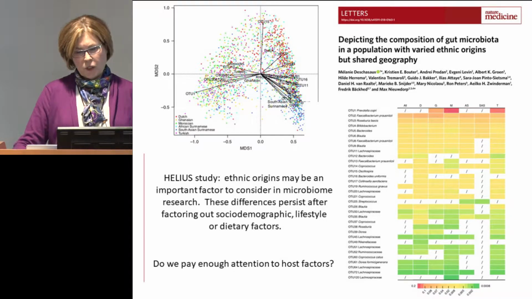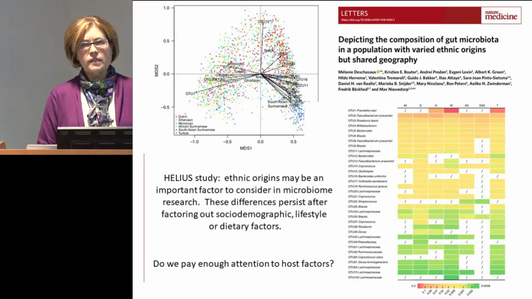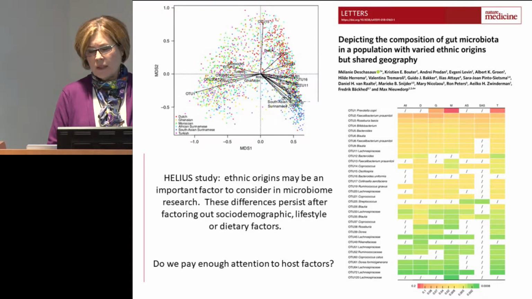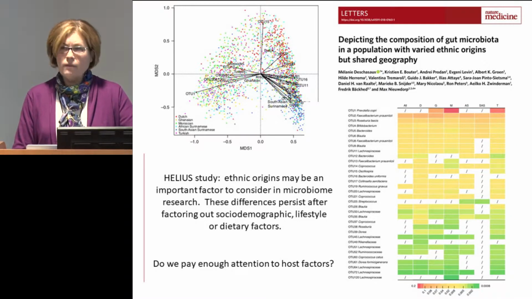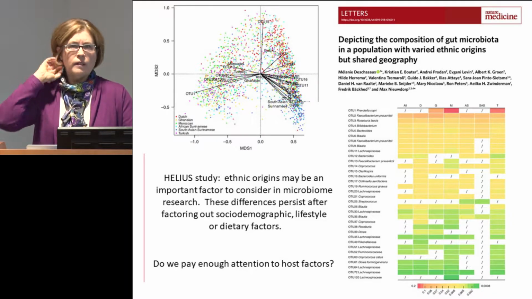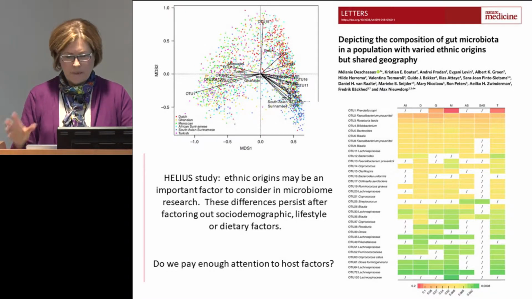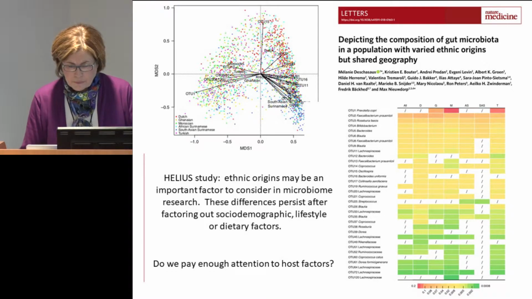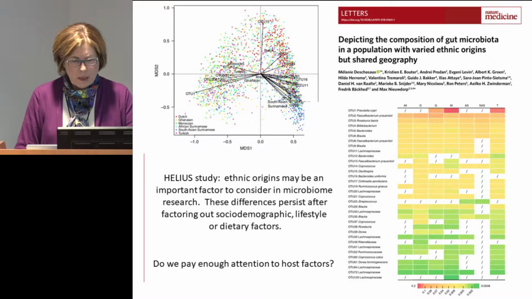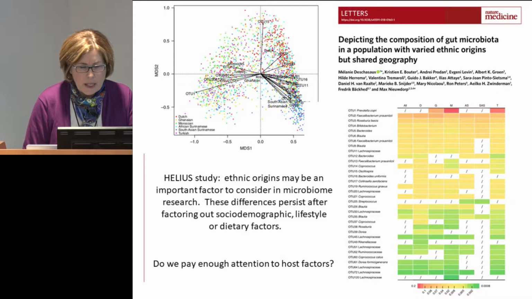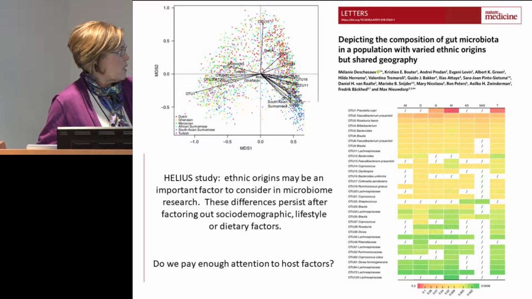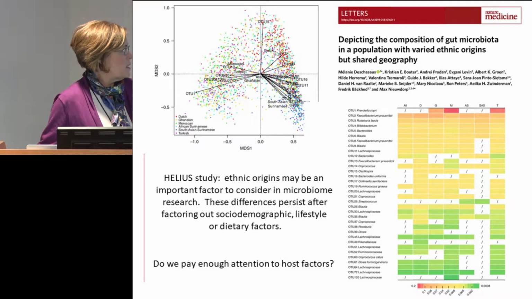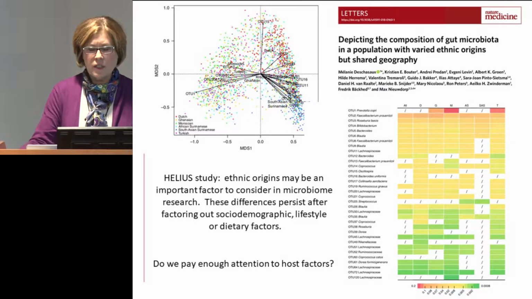This paper described what was called the Helius Study. This study looked at a group of individuals all living in Amsterdam that self-assigned ethnicity, and the groups were divided into different ethnic populations. I'm not going to go through them here: Dutch, Ghana, Morocco, African, Surinamese, South Asian Surinamese, and Turkish.